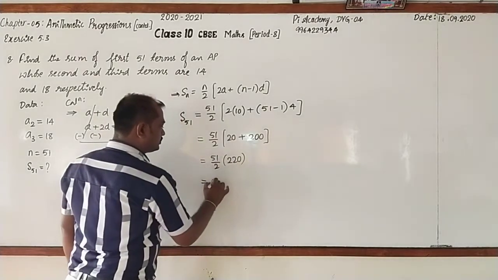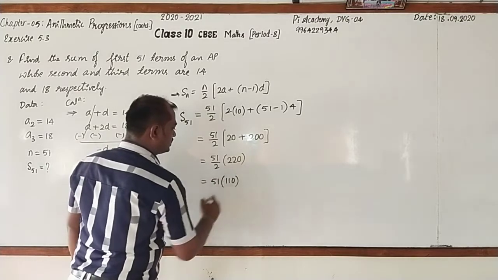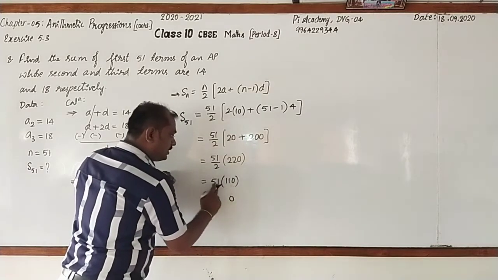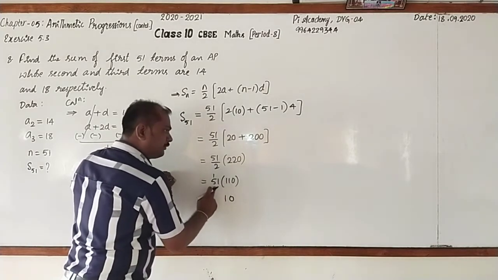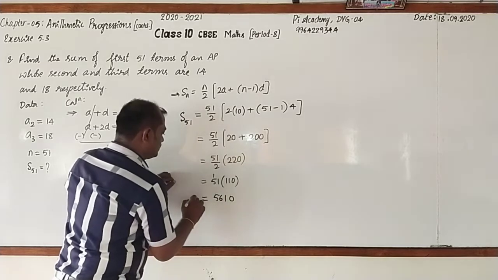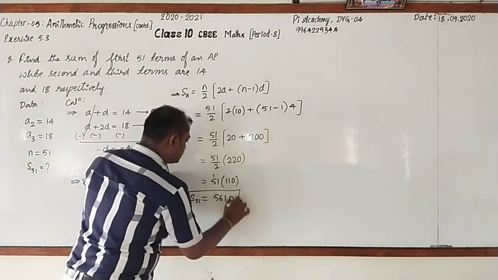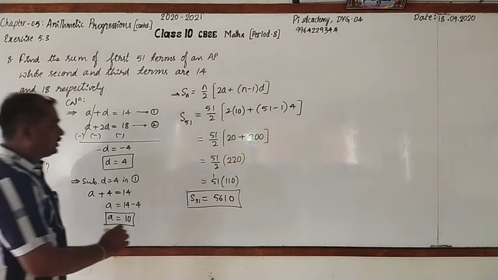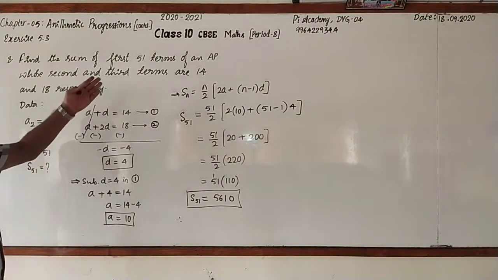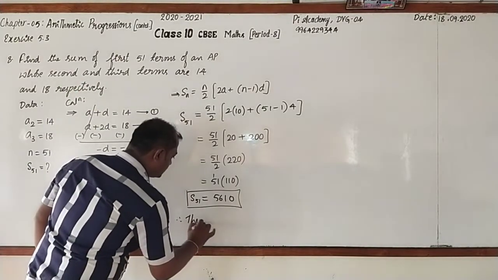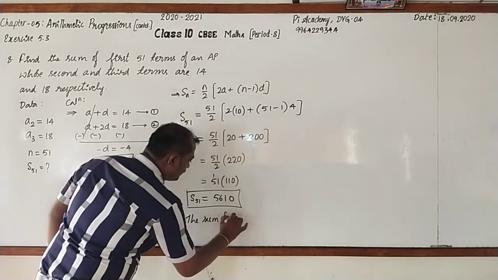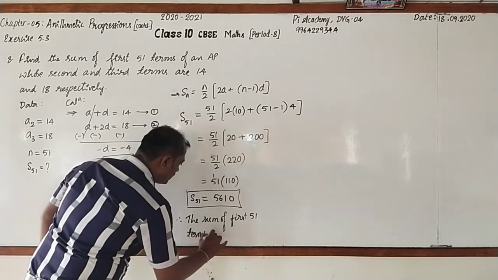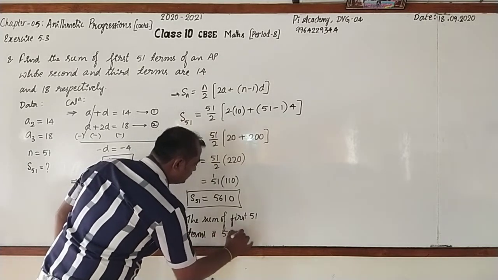Now cancel it. So 51 into 2 ones are 2, zeros are 110. Now multiply. It is 0 as it is. 11 ones are 11, carry 1. 11 fives are 55 plus 1, 56. So yes, S51 is 5610. Understood? Okay, you can write a conclusion. Therefore, the sum of first 51 terms, how much? It is 5610.